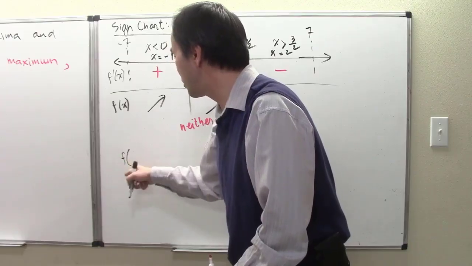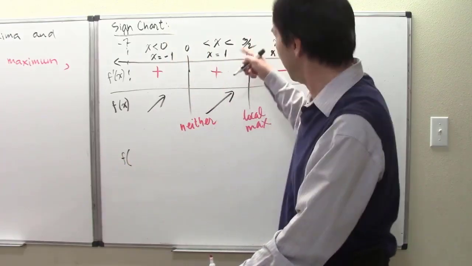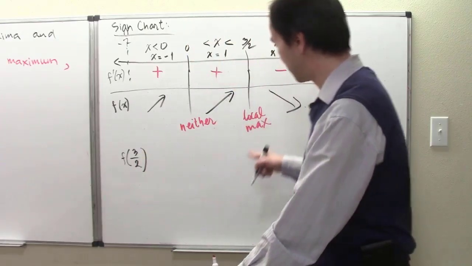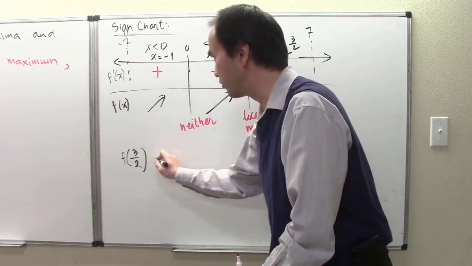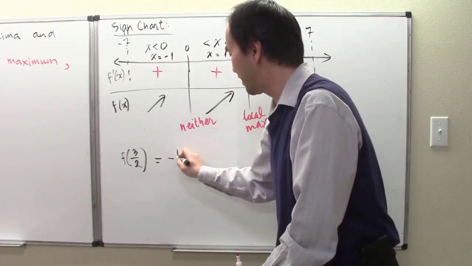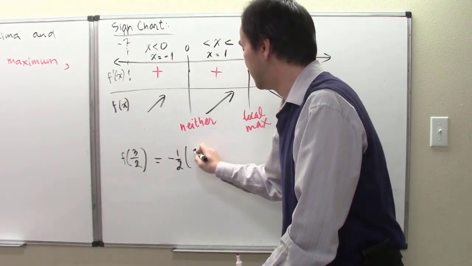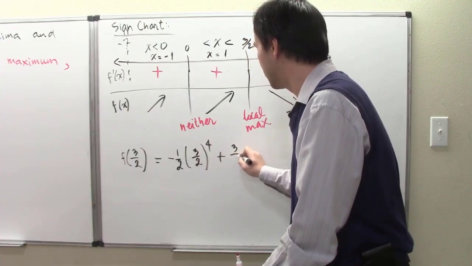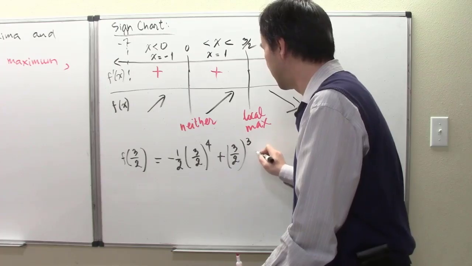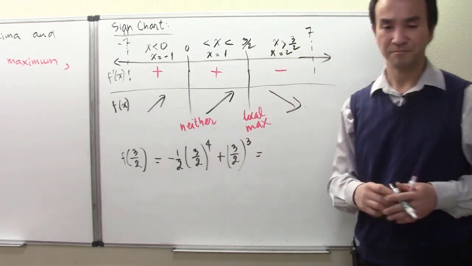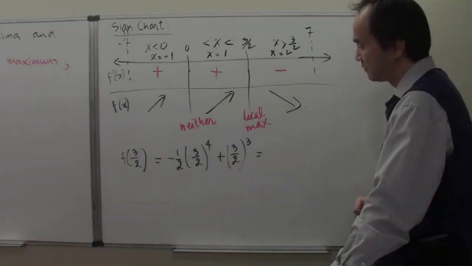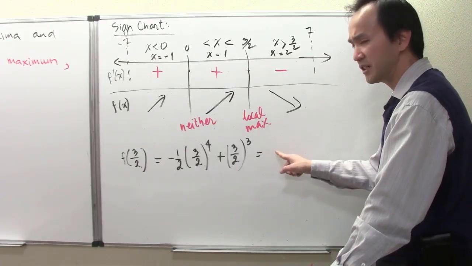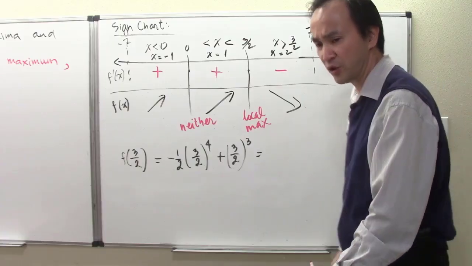There's a value at the 3/2. This is our local maximum value, isn't it? Okay? Let's go ahead and do the calculation here. Minus 1/2 times 3/2 to the 4th, right, plus 3/2 cubed. Okay? Go ahead and do the calculation right there. And if you could, put your answers in fractions right there. It's easier to compare that way.